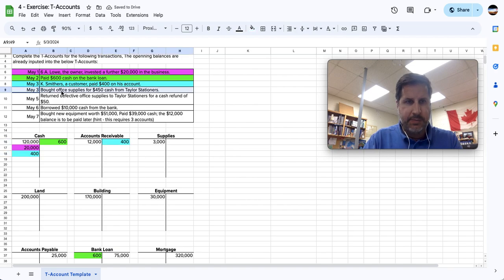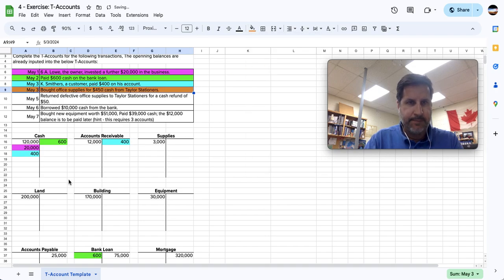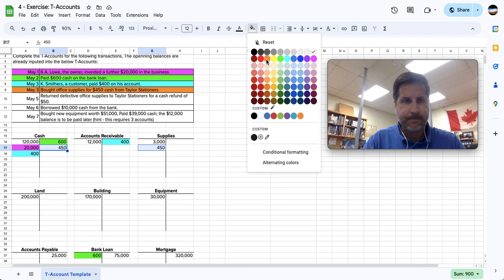We bought office supplies and we paid cash. So this one looks like an orange transaction to me. Okay, so if we got supplies, we have $450 more in supplies. We paid $450 from our cash. So my supplies went up with a debit. My cash went down with a credit in this case. Okay.